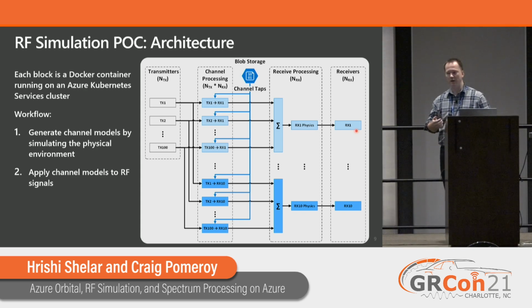models by simulating a physical environment, and then you apply those channel models to some RF signals. Just one note on this, we show all of this as unidirectional. That's just because this diagram looks really scary if you draw all of the arrows for fully bidirectional. So we just left it here, but there's nothing to say that you can't do bidirectional.